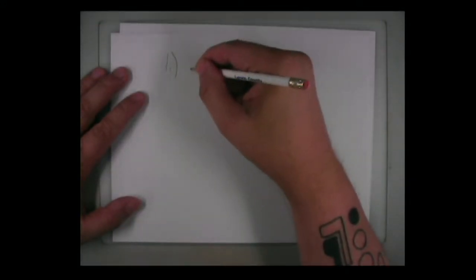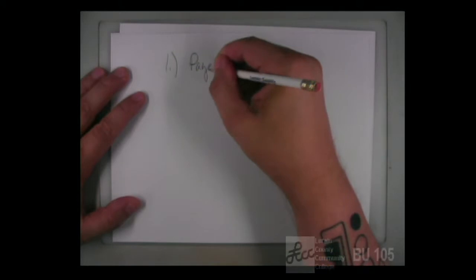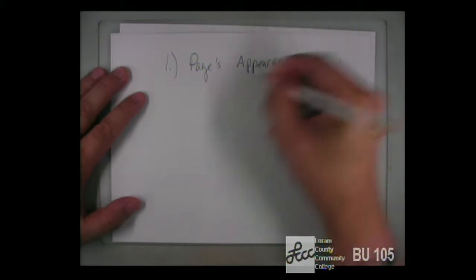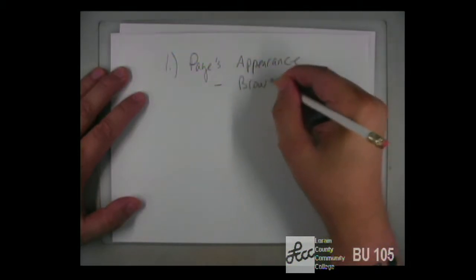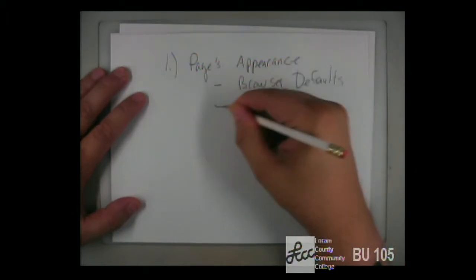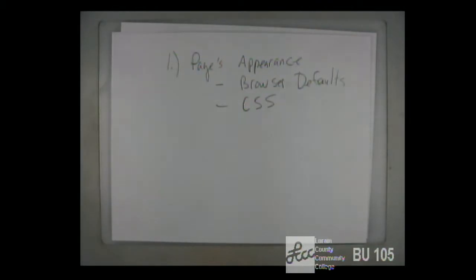So a few things to think of, and I'm just going to list them out here as we talk about CSS. Number one, the appearance of your page depends on two things. Number one, the browser defaults. And number two, the CSS that you create. All right, so that's what your page appearance depends on.